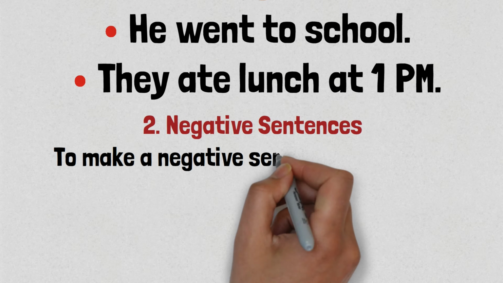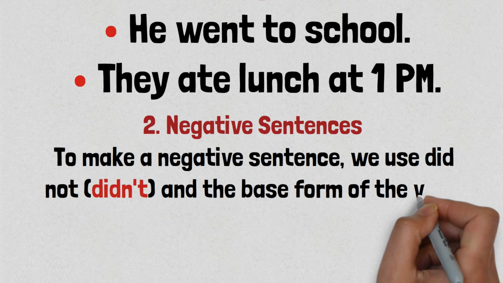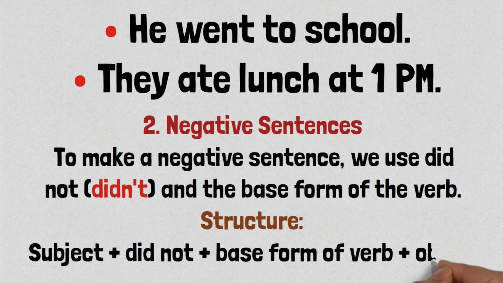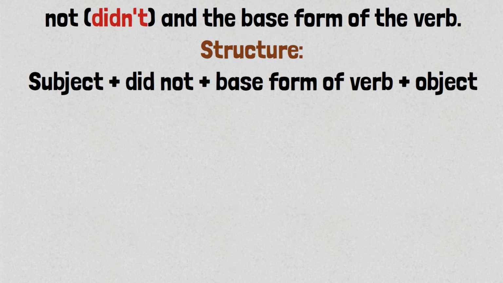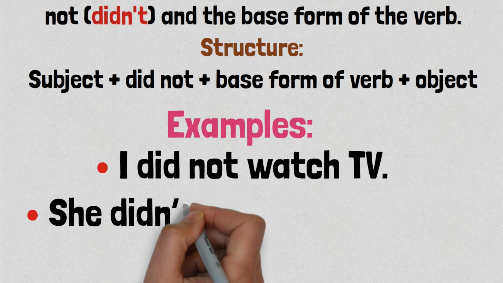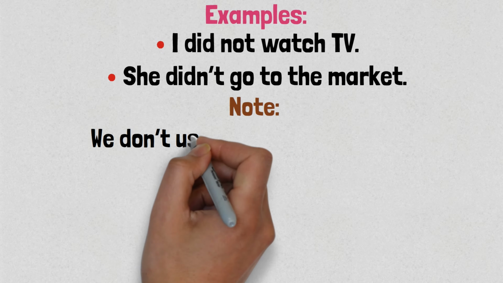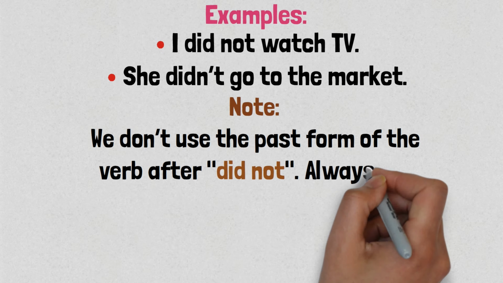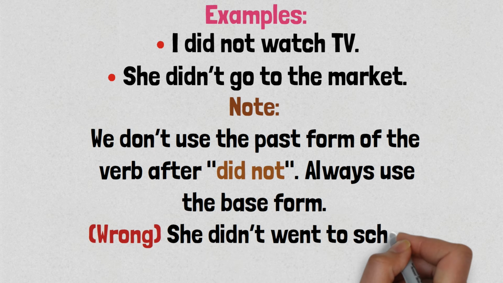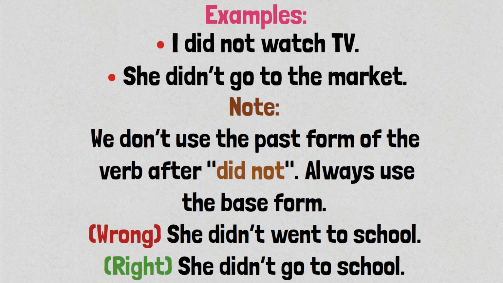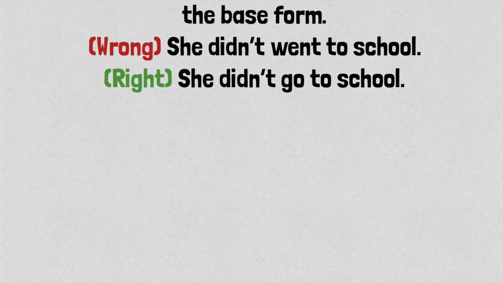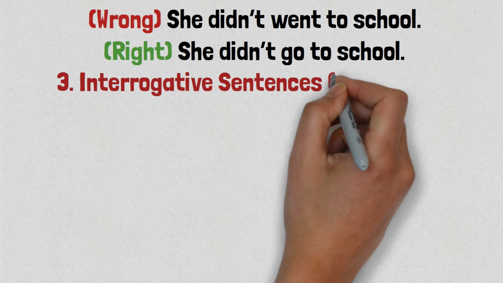Two, negative sentences. To make a negative sentence, we use did not, didn't, and the base form of the verb. Structure: subject plus did not plus base form of verb plus object. Examples: I did not watch TV. She didn't go to the market. Note: we don't use the past form of the verb after did not. Always use the base form. Wrong: She didn't went to school. Right: She didn't go to school.